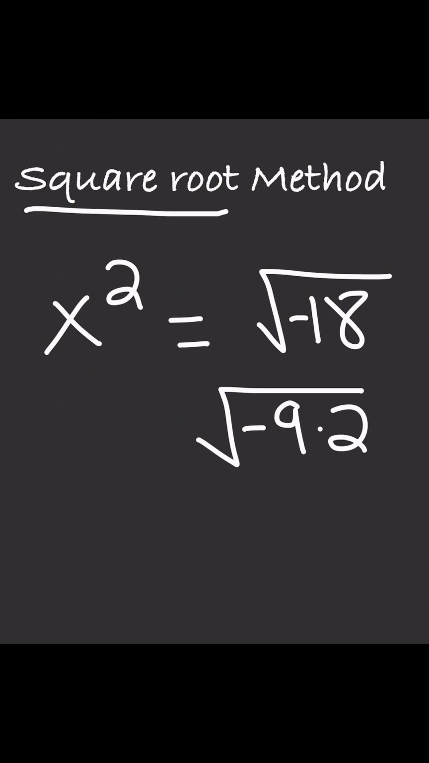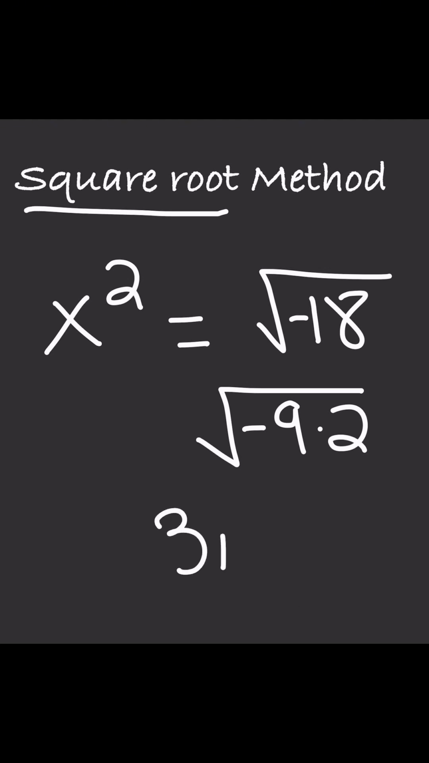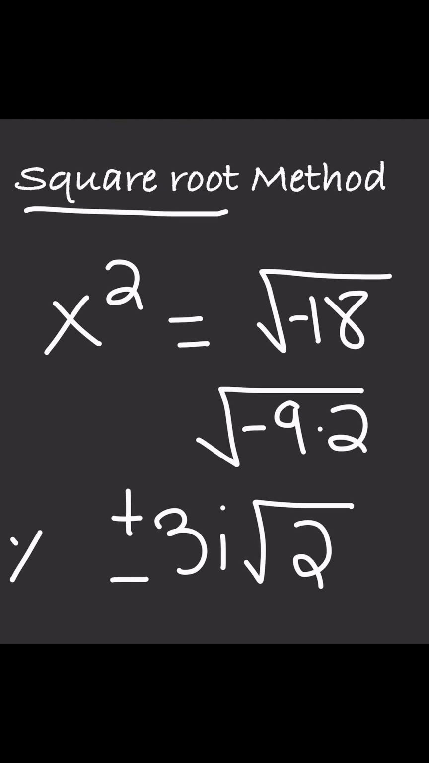Now, because there are no negative square roots, we are going to use something called i. Essentially, i is equal to the square root of -1, because there are no negative square roots. So the square root of 9 is 3. So i times 3 would be on the outside of our square root. You can't simplify the square root of 2. So your answer would have to be 3i square root of 2. And that is the more complex way of solving with your square root method.